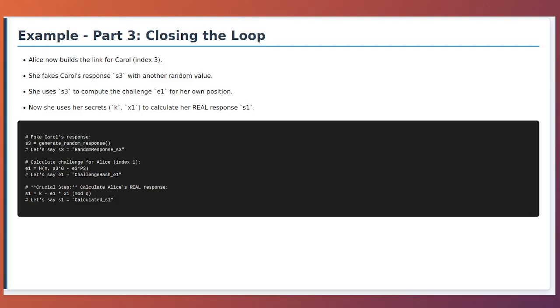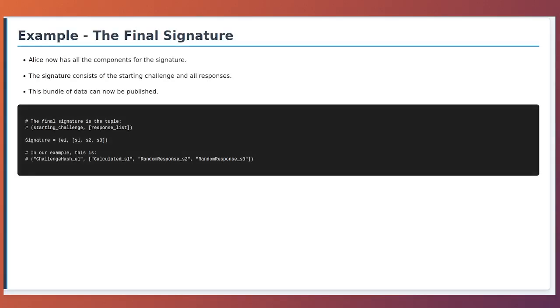Now comes the magic step. She has the challenge E1 that corresponds to her own position. She must now compute her own response, S1, not randomly, but using the special formula that requires her secrets. S1 equals K minus E1 times X1. This specific calculation ensures that her response, when checked by a verifier, will correctly produce the challenge E2 that she started the chain with. She has used her private key X1 and her secret nonce K to perfectly close the cryptographic loop.